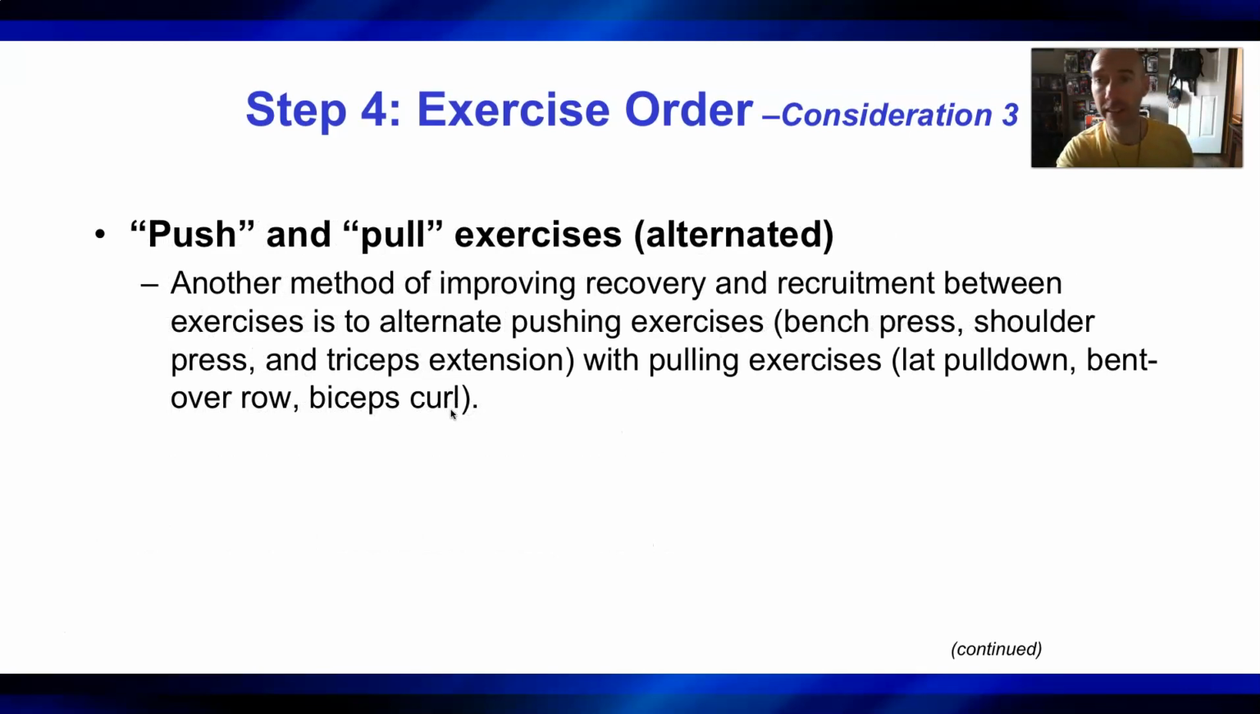A similar thing to that is alternating upper body or lower body pushing and pulling. So think about the example I give in the bullet point: rather than doing multiple pushing exercises such as a bench press and a shoulder press back to back, you're still going to be using the same muscles largely. You could alternate after you do a bench press, you then do a pulling or a rowing exercise. So then you're sort of working the opposite muscle group.